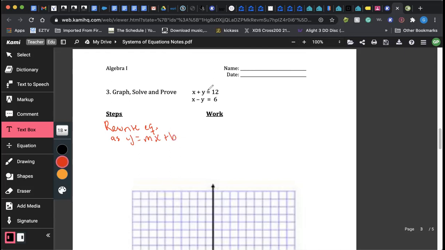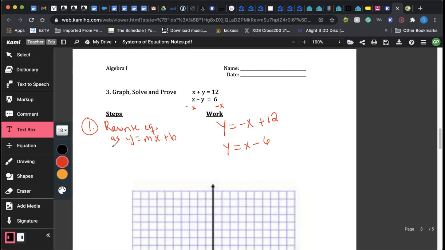So right now, instead of x plus y equals 12, I just have to subtract x from both sides. I'm going to get y is equal to negative x plus 12. And in this case over here, I have x minus y equals 6. I'm going to subtract x from both sides. And then I also have this negative y, so I have to divide everything by a negative 1. So it's going to end up being y is equal to x minus 6. Okay, now that you have your two equations, that's your first step, to rewrite them.